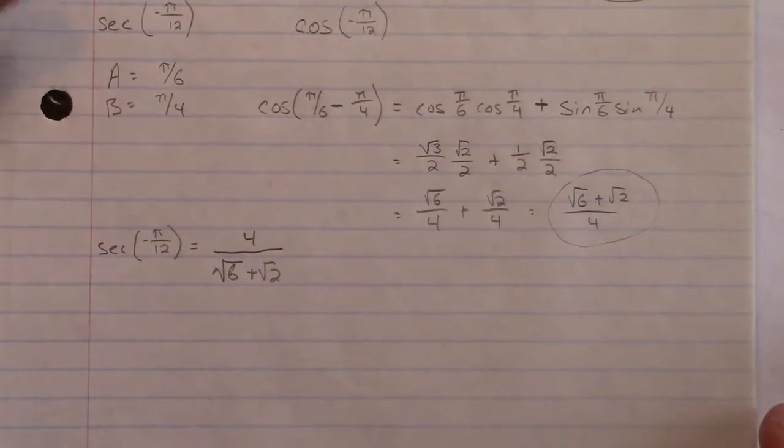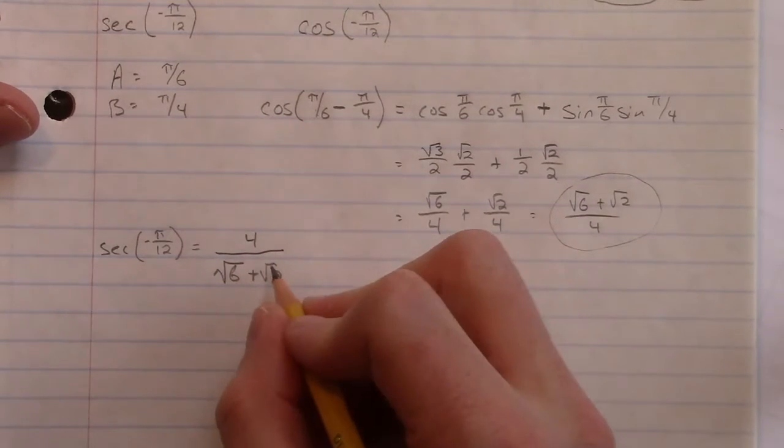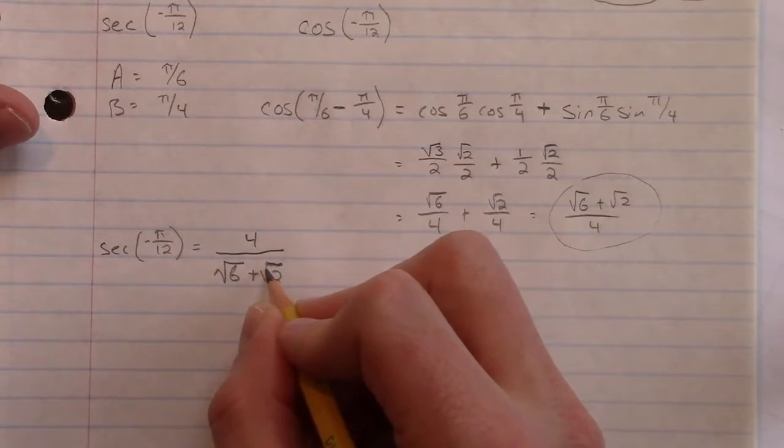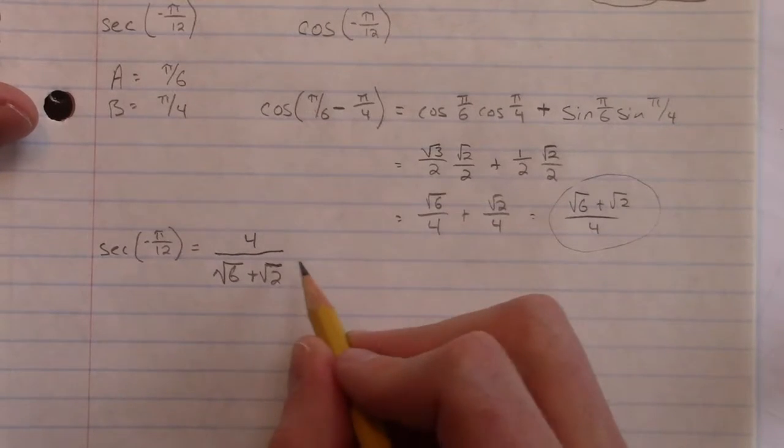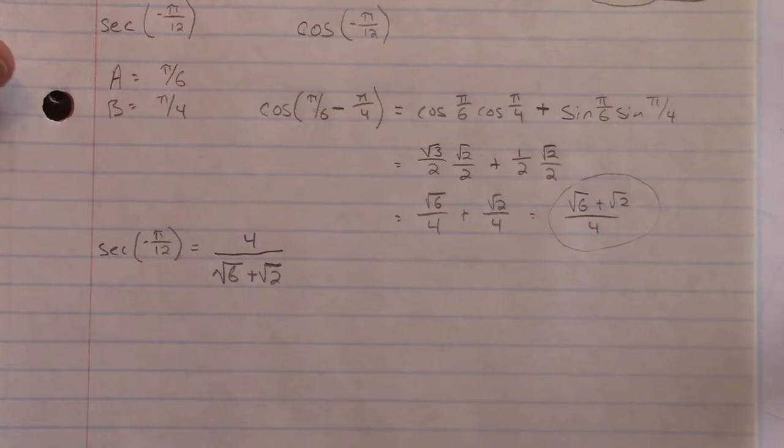Now, I've taught my students how to rationalize denominators before. This is the answer, but I need to rationalize the denominator. The first instinct, using the skills that we did before, would be to multiply the top and bottom by the square root of 6 plus the square root of 2. However, that won't work, because when you do that, you'll still end up with square roots on the denominator. And we don't like that.